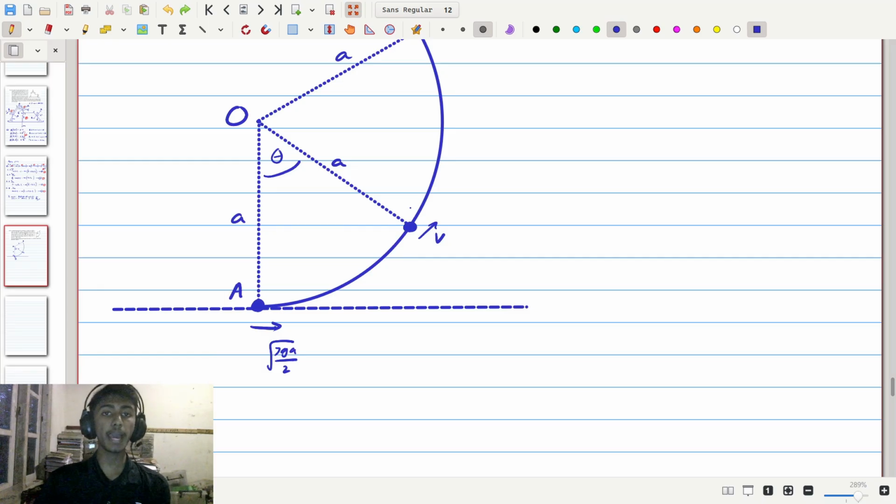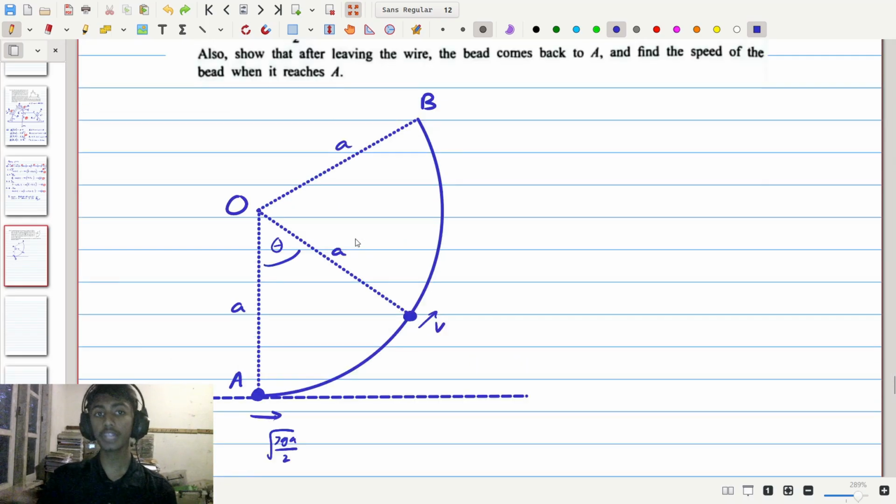The reason we can apply conservation of energy in this situation is because we are not losing any energy to friction or anything else. If we were losing energy to friction somewhere, then we wouldn't be able to do this. But in this particular case, the bead and the rigid wire here and everything is frictionless and smooth, and there's no energy loss anywhere, so we can apply conservation of energy.